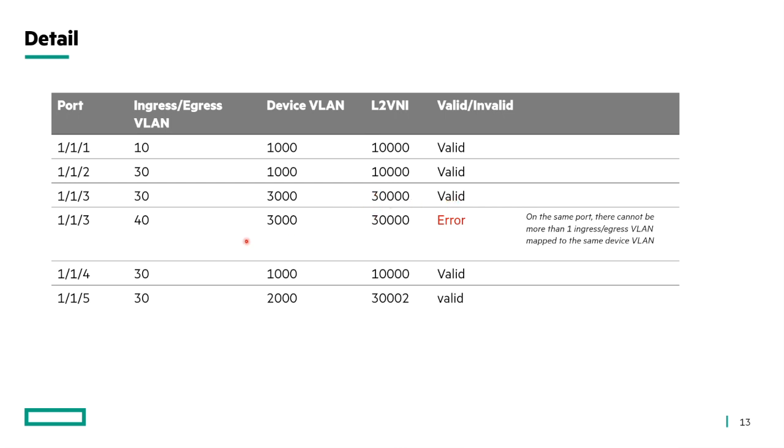But the rule is, on the same interface, you can only have one ingress-egress VLAN mapping to a device VLAN. So you can't map a different ingress-egress VLAN to a device VLAN that's already got a VLAN translation rule on the same interface. The configuration will kick out an error in the configuration editor. So you can't do that. Of course, you can do this mapping on a different interface. If it's 116, 40 to 3000, that would be perfectly fine, and it would have to go to the same VNI, but not on the same interface.